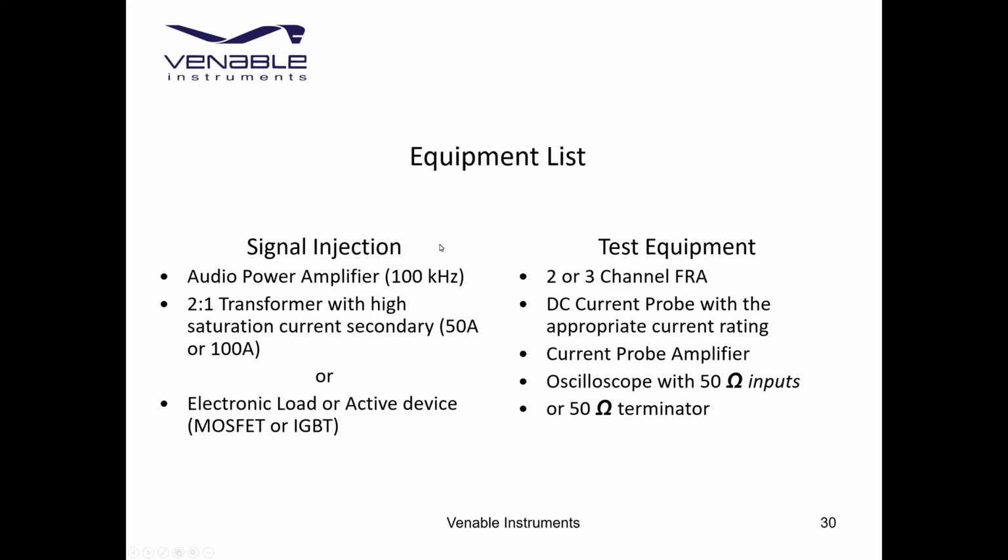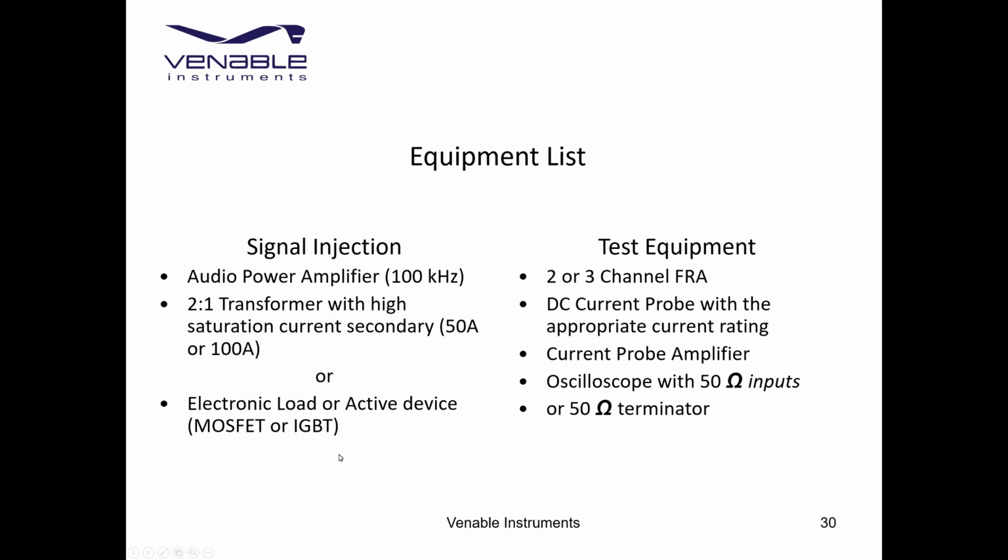So here's the equipment list. With us, we sell audio power amplifiers and we sell transformers. You can gang these transformers in parallel so you can inject into a higher current than, say, 100 amps. You could parallel the secondaries, and I usually set the primaries in series, and you can inject into several hundred amps. So that's kind of a nice feature.